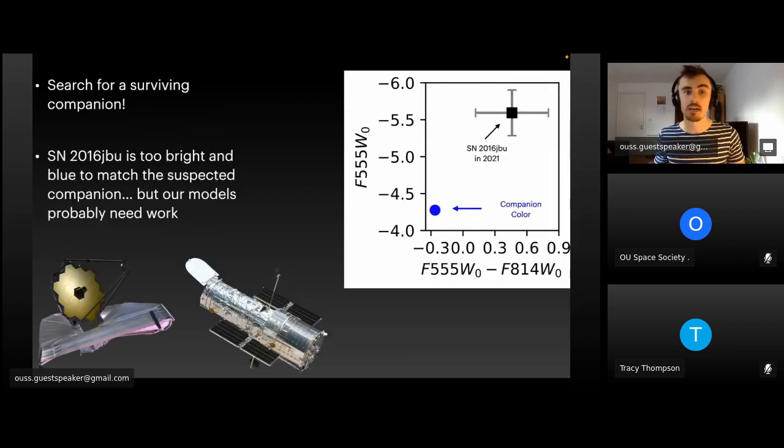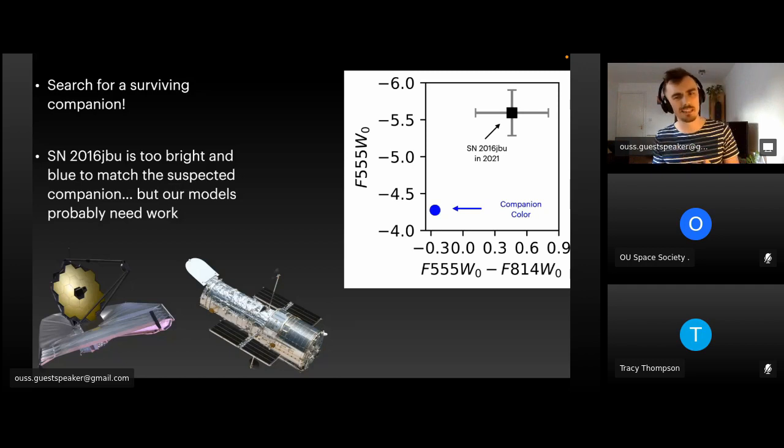So what would we expect? On the plot on the right, the black marker shows where 16jbu was in 2021. On the x-axis is color, and the y-axis is brightness. And then the blue marker is where we'd expect the companion. And that's the last point before the primary exploded on the previous plot. And we can see that at the moment, 16jbu is still too bright. And also the color is not correctly matching the expected companion.